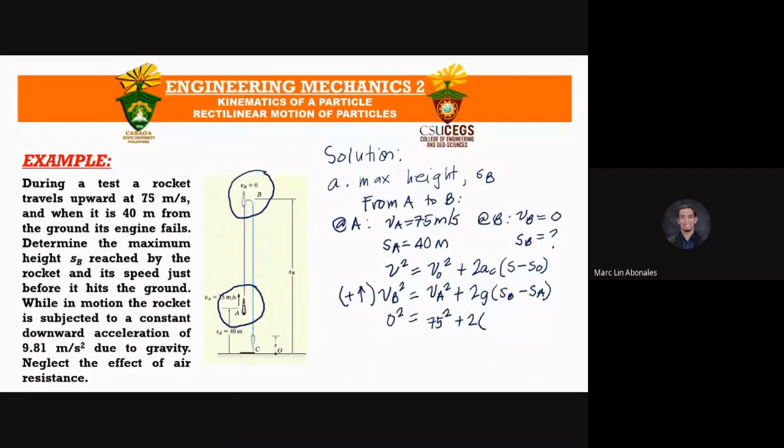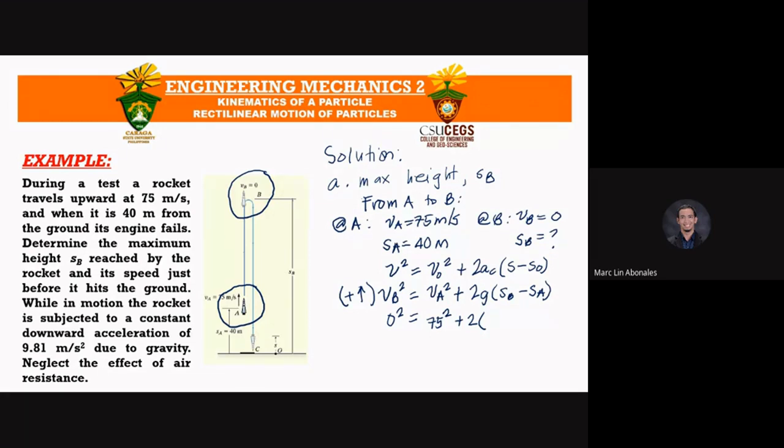9.81. What sign of gravity do we substitute in the equation? Is it positive or negative? It is actually negative. Why negative? Because it is a downward acceleration. It is stated here as a downward acceleration of 9.81 due to gravity. And since we consider the positive sense of direction to be upward, gravity would be negative 9.81.